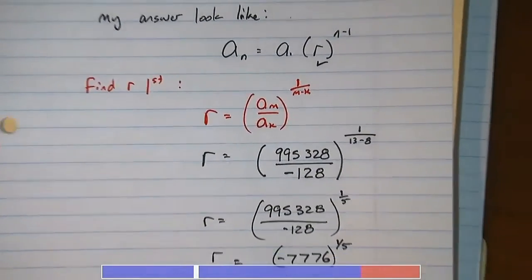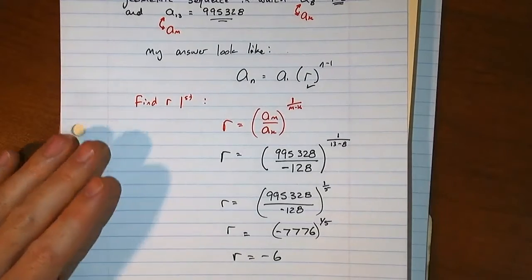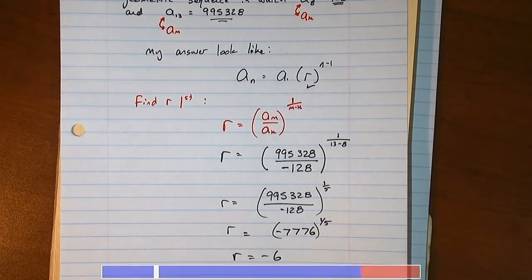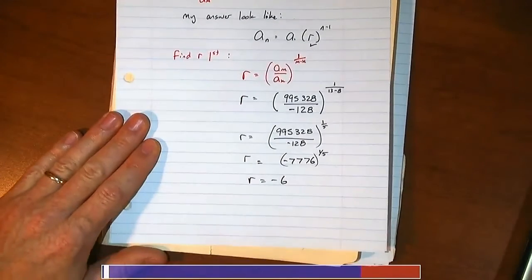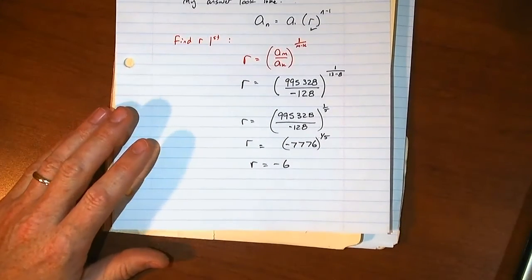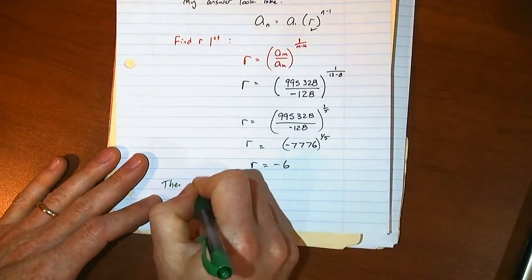Okay. Whoops, you can't see that I wrote that. There we go. So now I know that R is equal to -6. I've got that. Now that I've got R, I'm going to move on. Sorry, I hope I'm not making you seasick there. I'm going to move on to find a sub 1. So once we know R, then we can find a sub 1.